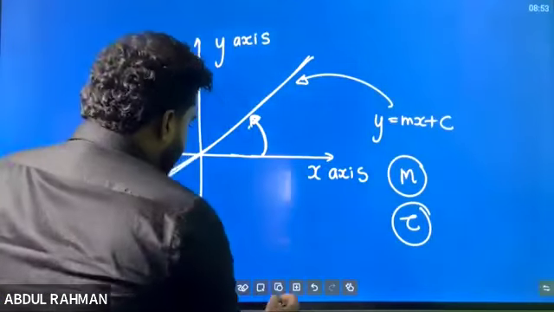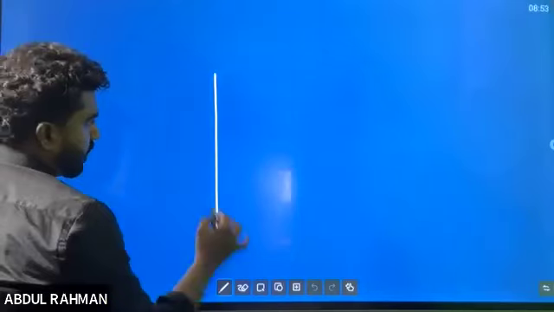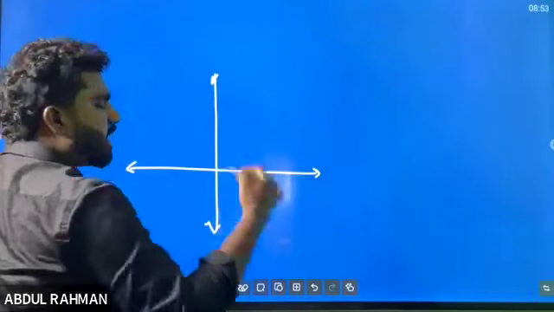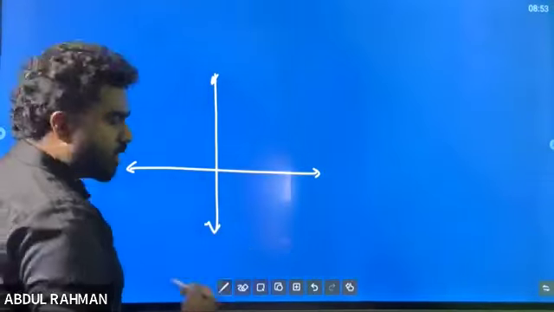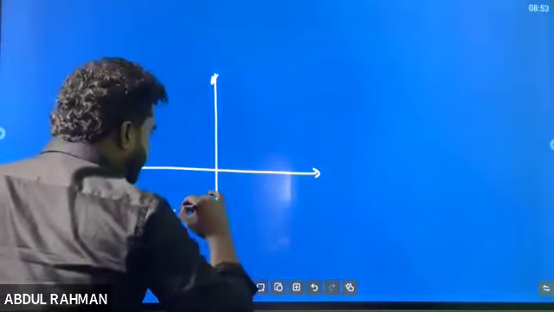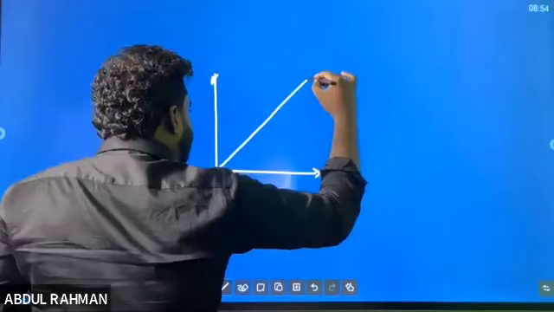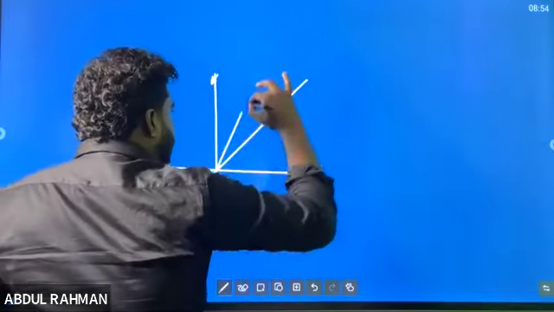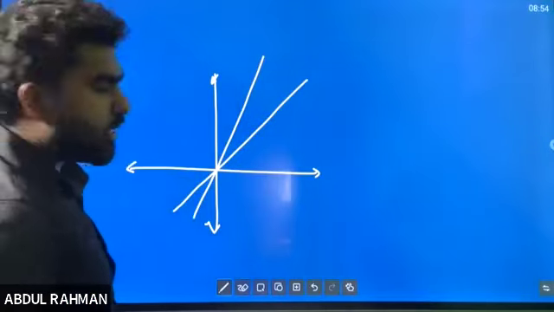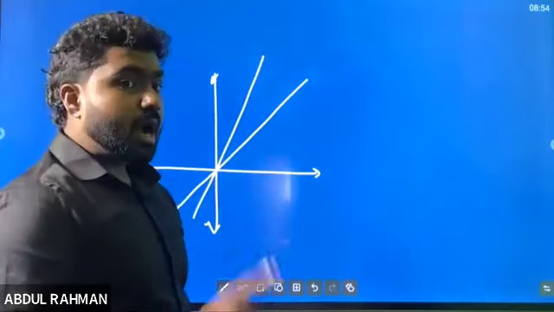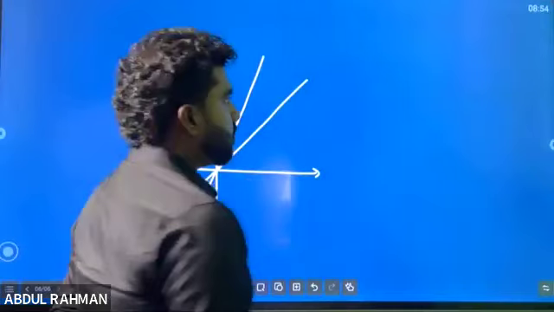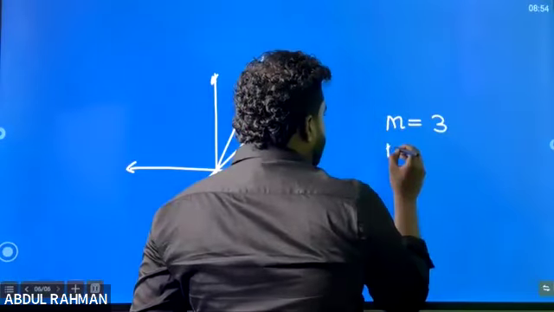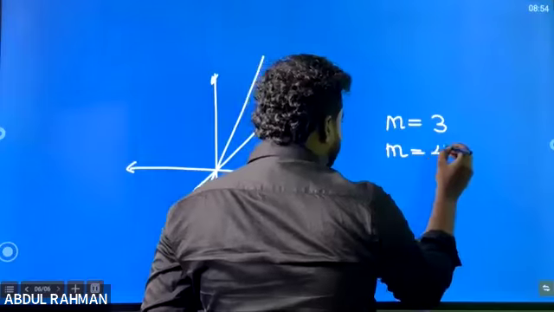For example, if I draw another graph, these are a few important things which will take a little bit of time and need more explanation, so I want everyone to concentrate properly. I'm drawing a straight line like this, and another straight line like this. Now let's say I have two graphs, so I have two gradients. One gradient is m = 3. The other gradient is m = 4.